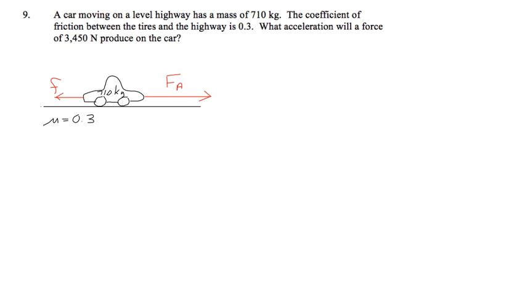And what acceleration will a force of 3,450 newtons produce on the car? In this one, they're giving me the applied force. Some of you might say, how do I know that's the applied force and not the unbalanced force, because they're just calling it the force? Well, anytime they also mention elements of friction, in general that means that if they're going to give you the unbalanced force or the net force, they'll call it that. If they call it anything other than unbalanced or net or sum of the forces, then it's just an applied force when you're solving these problems.